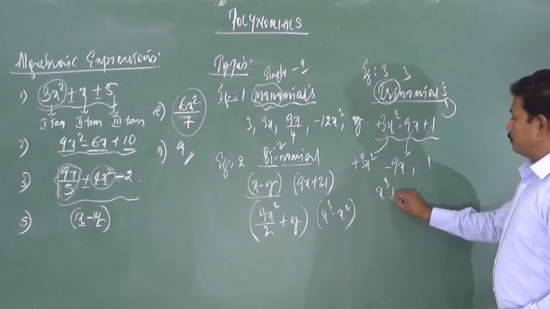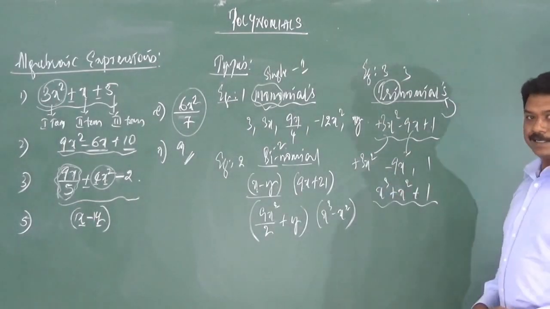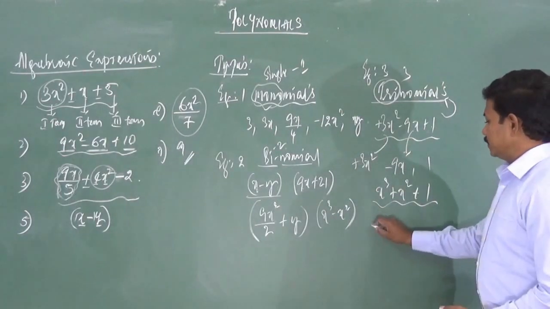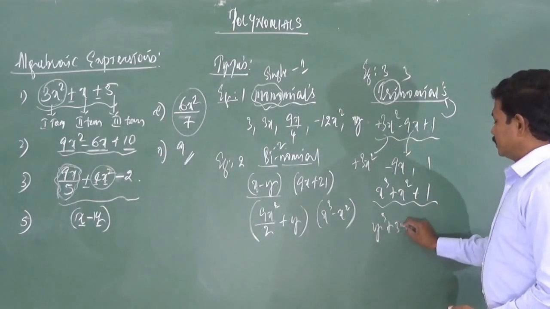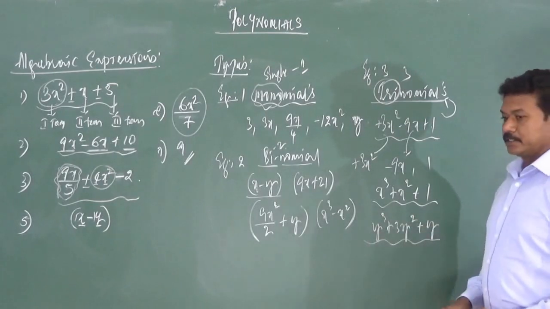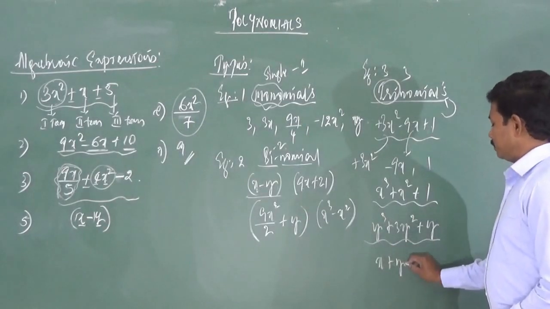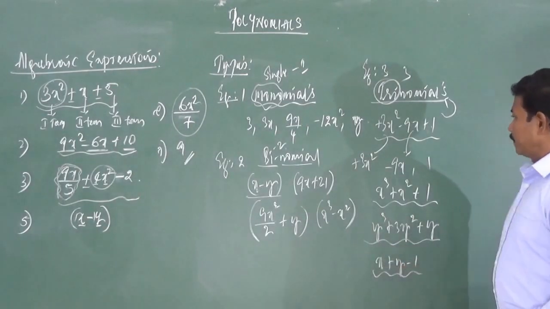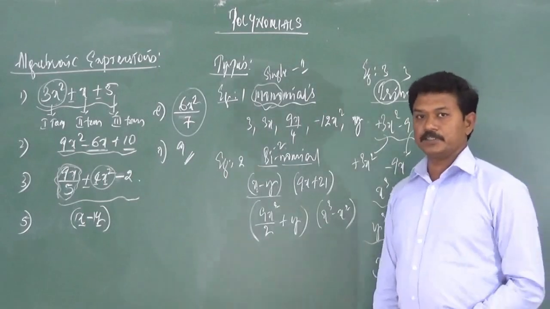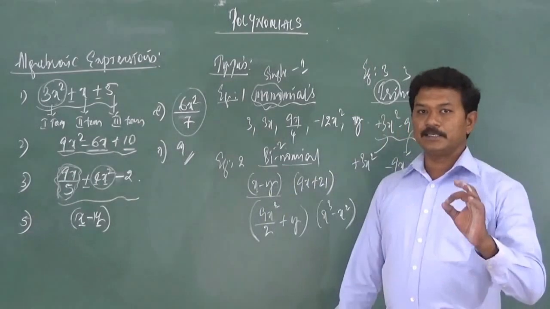So x cube plus x square plus 1. So it is a trinomial algebraic expression. And then y cube plus 3y square plus y is an example for a trinomial algebraic expression. Very simple. x plus y minus 1 is an example for a trinomial algebraic expression. So here these are the different types of algebraic expressions.